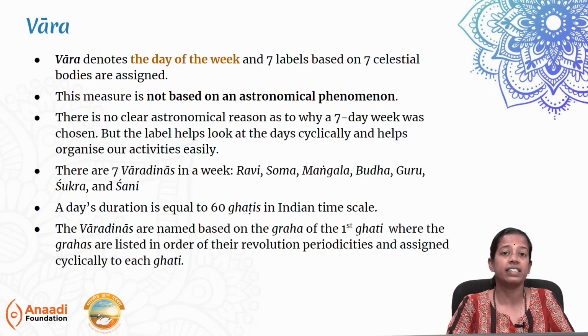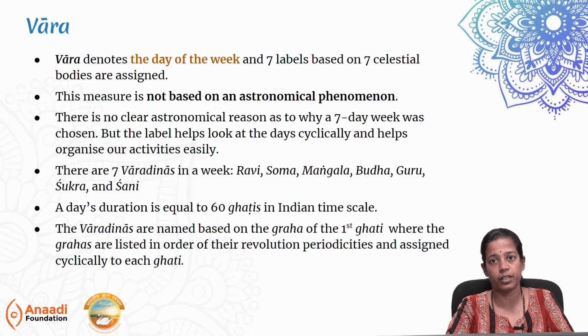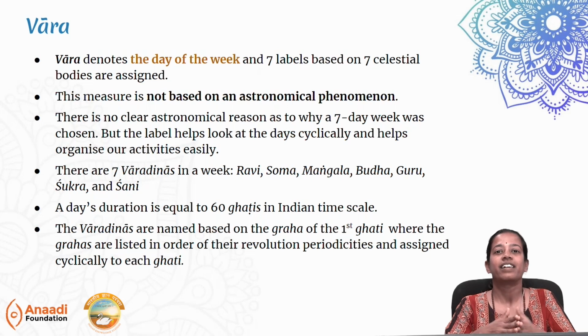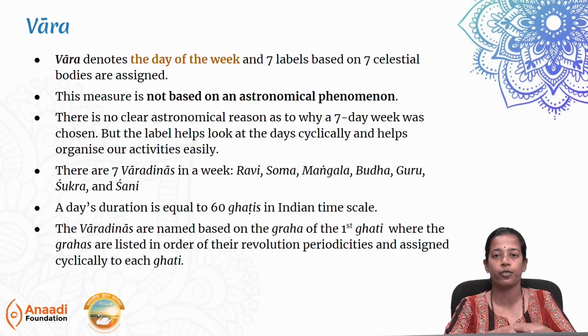This is the earliest reference we find, especially with respect to the 7 grahas. We keep switching between grahas and planet. I am reiterating again: grahas are those set of celestial bodies which have special movement from the observer point of view. They are loosely translated in English to planets.